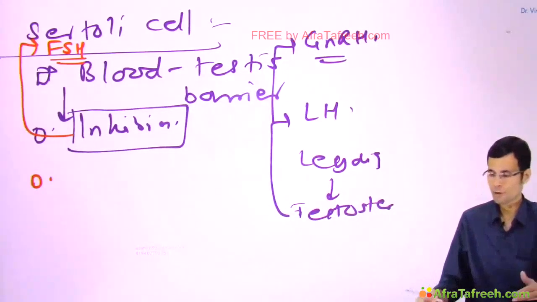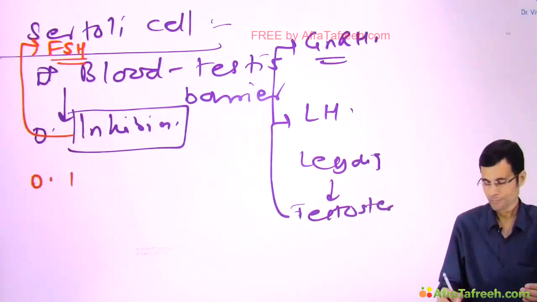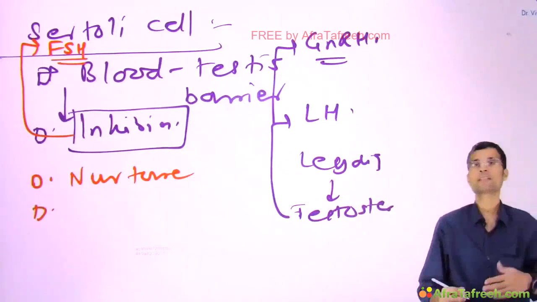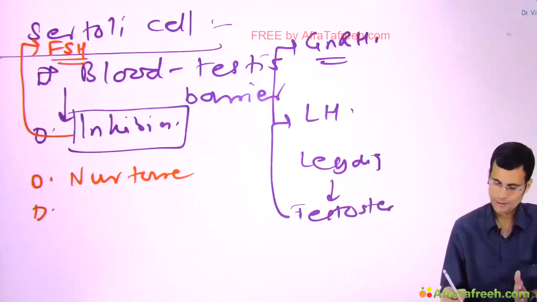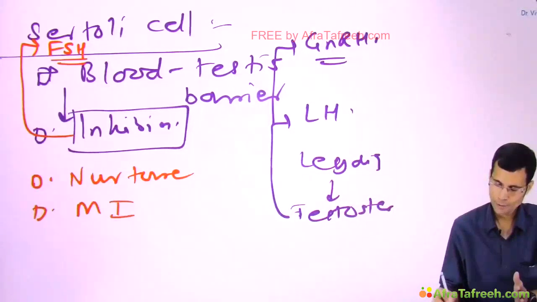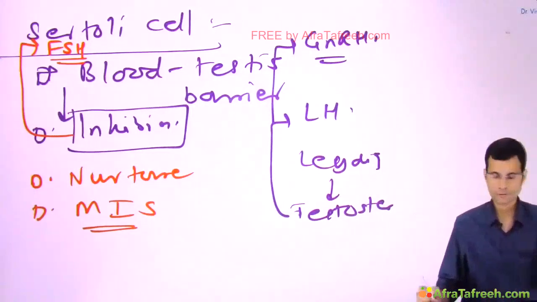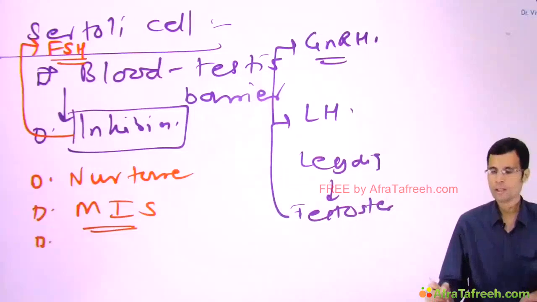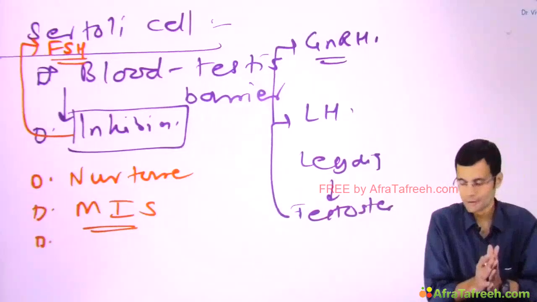Apart from this, what are the other functions of Sertoli cells? They nurture the spermatozoa, nursing function for the developing sperm. Sertoli cells synthesize Mullerian inhibiting substance or Mullerian inhibiting factor for the regression of the Mullerian duct. So, some of the important functions of the Sertoli cell.